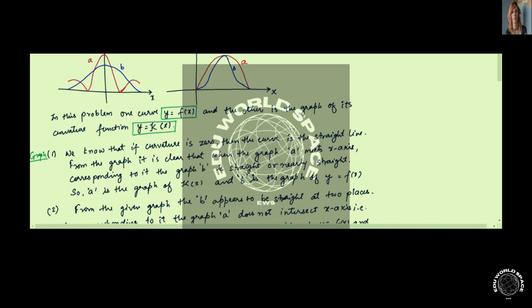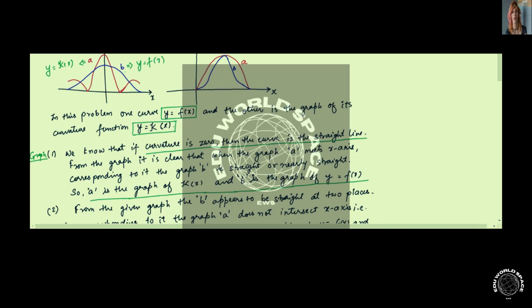So the equation for A will be the curvature, so this will be y equals k(x). Now for B, it should be y equals f(x). So this became very simple. We only need to understand that if the curvature is 0, then the curve is a straight line.